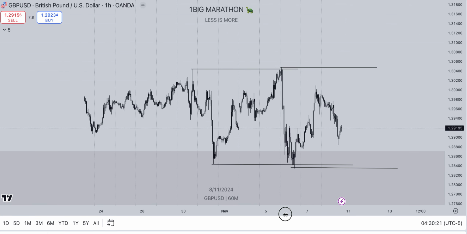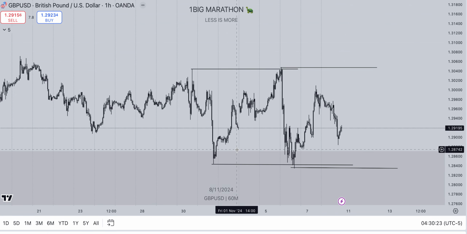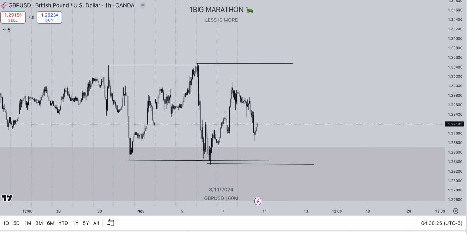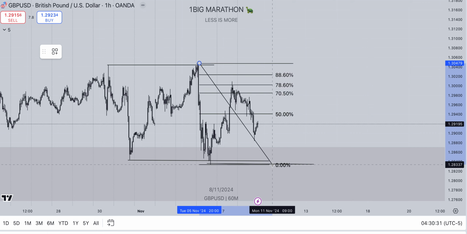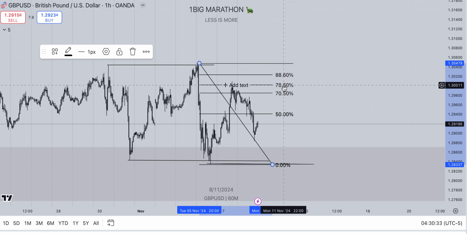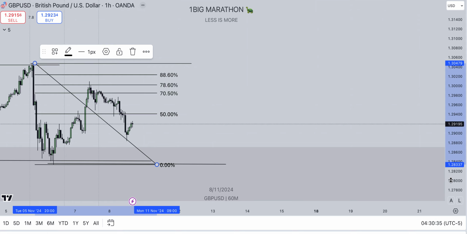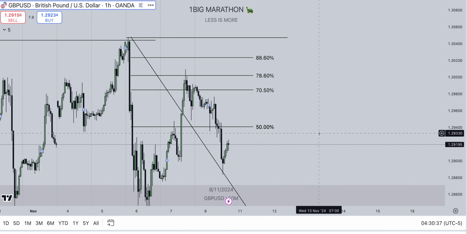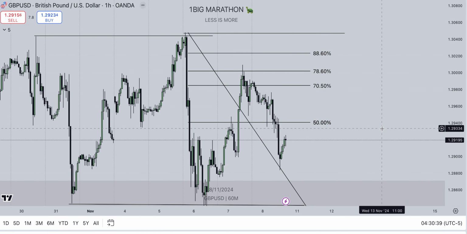I'm still on the downtrend, so I'm not yet seeing any significant level being taken out. So if I take my fib again from this swing high to this swing low, you can clearly see price is on our golden levels again. So it's simply telling us that supply is still in control in this market.